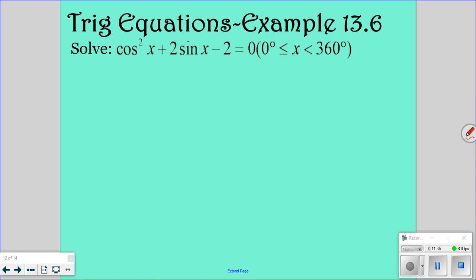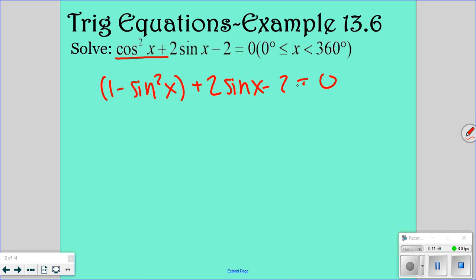Looking at another example, this one's a little bit different because it's in terms of cosine and sine. So you have to make a replacement. You need them all in terms of the same trig function. So the way that we're going to replace this one, we know that cosine squared is equal to 1 minus sine squared. And so we're going to make that equation, and then I'm going to move everything to the right side so that my sine squared is positive. And so 1 minus 2 is -1. When I move it over, it's going to be a +1. So that's the equation that you'll have once you make that replacement.